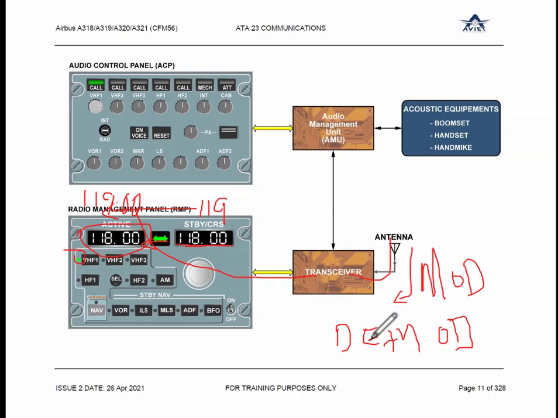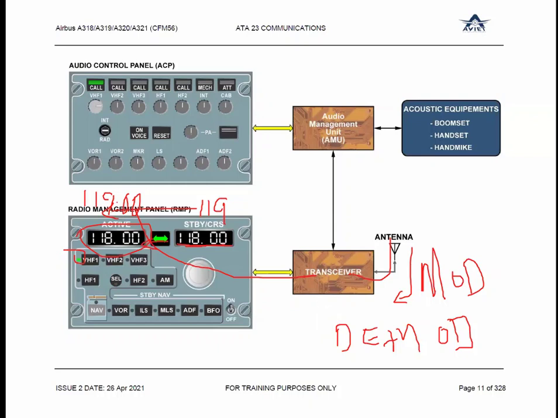Okay, so this process of mixing and filtering is called modulation and demodulation. When you transmit the signal, you modulate. When you receive the signal, you demodulate. Anyway, it's electronics. You need not worry about it. So that job is done by the transceiver.